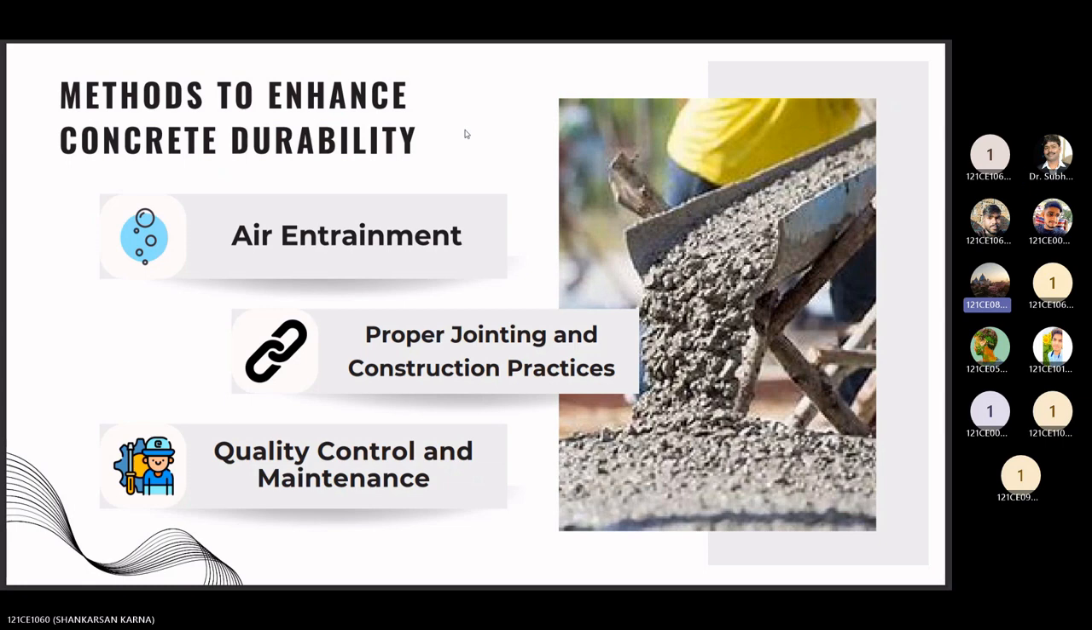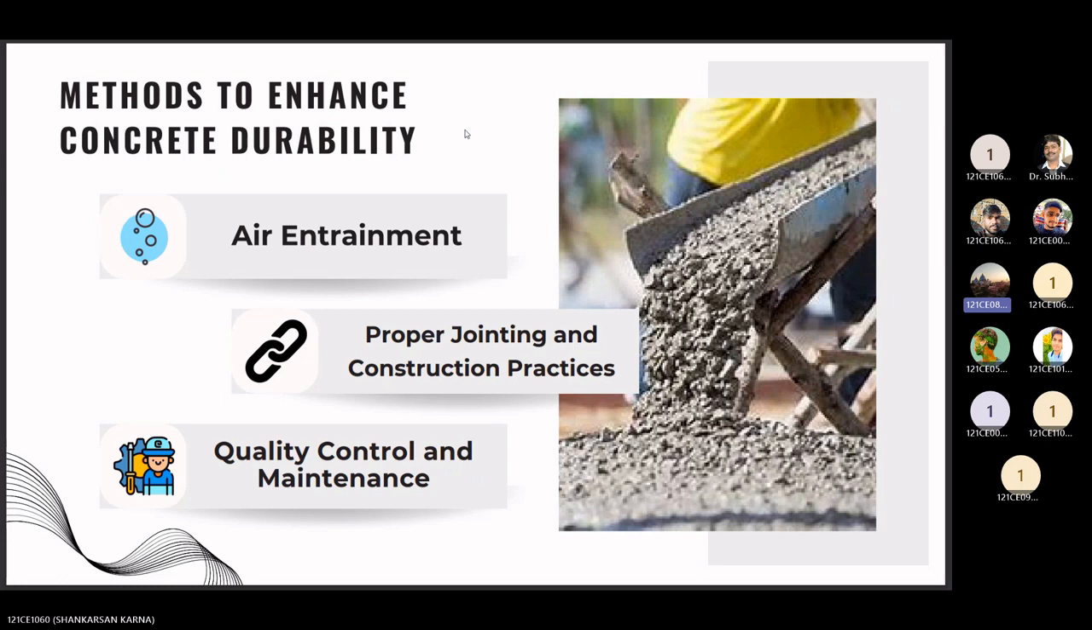Next is proper jointing and construction practices. We should install control joints, expansion joints, and proper reinforcement detailing to accommodate thermal and structural movements, reducing the potential for cracking and deterioration. Next, the last one is quality control and maintenance.